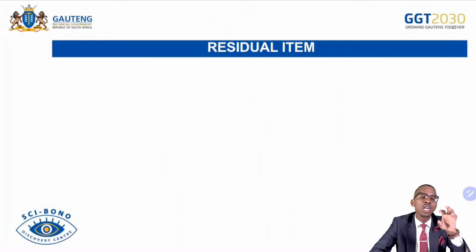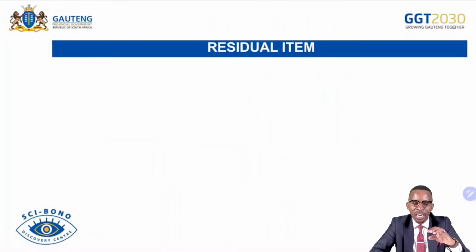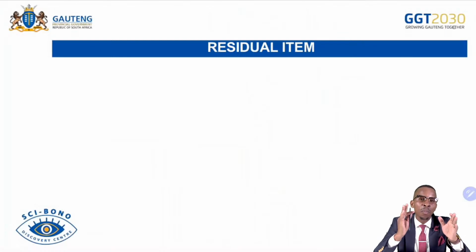Then we have something that we call a residual item. A residual item is an item that corrects errors that occur during the calculation of the gross domestic expenditure. The residual item can either be negative or positive. For instance, if during the calculation of GDE, gross domestic expenditure, a certain amount of money was not added by mistake, through the residual item, we will be adding that amount of money. But if a certain amount of money was added by mistake on the GDE, that amount of money must be subtracted because it is there mistakenly.